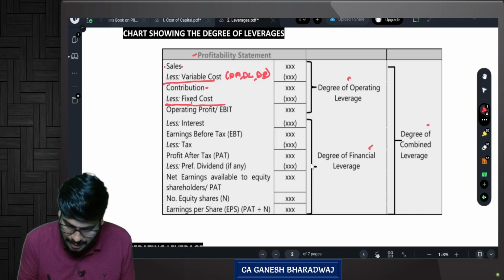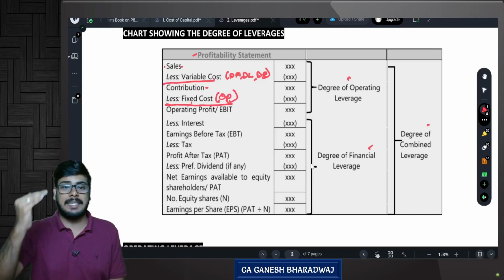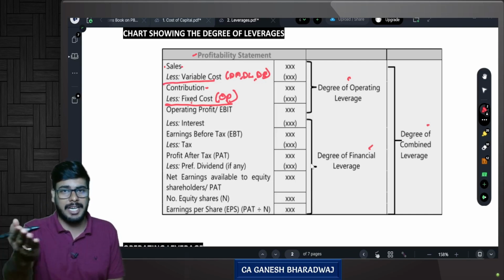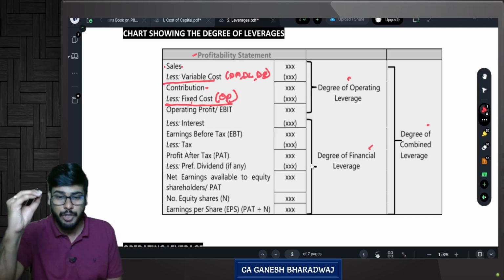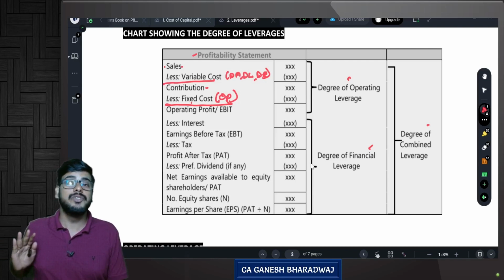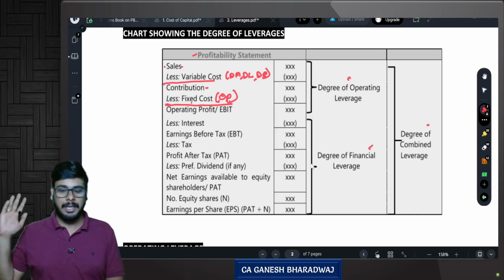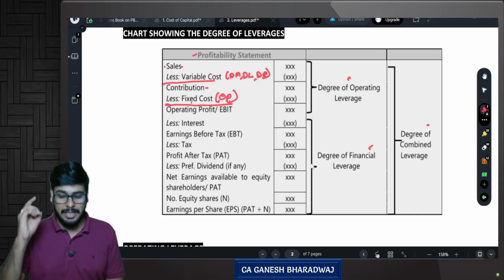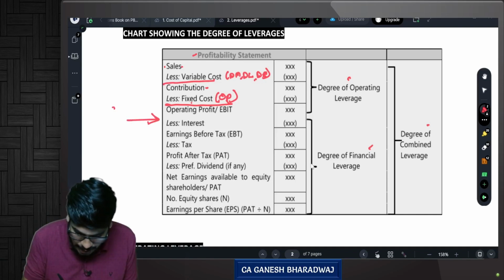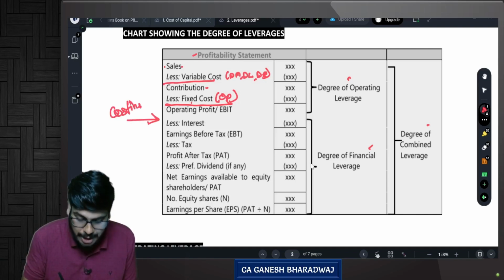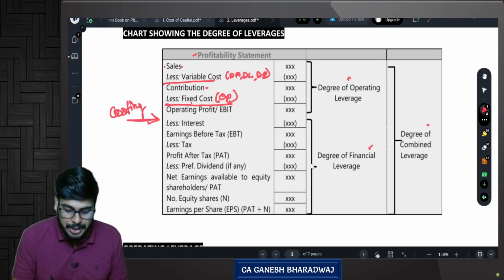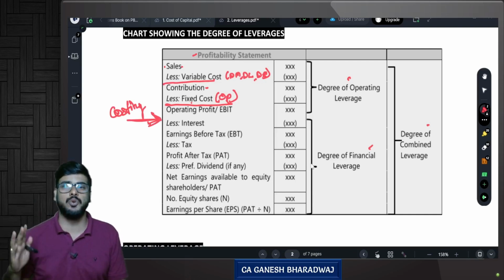Contribution minus fixed cost. Here, fixed cost means what? Fixed operating cost, that is AOH, POH, SOH. I just told you, right? So contribution minus fixed operating cost gives you what? Operating profit, correct? Operating profit, or in other words, EBIT. So technically, your costing subject stops here at EBIT level. Are you clear with this?